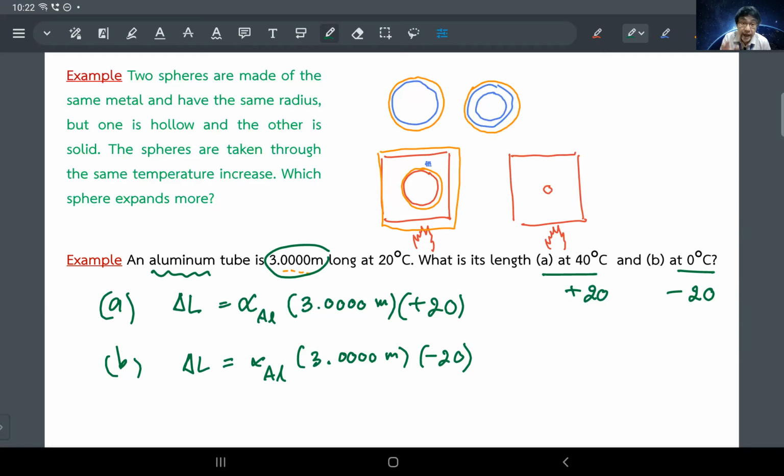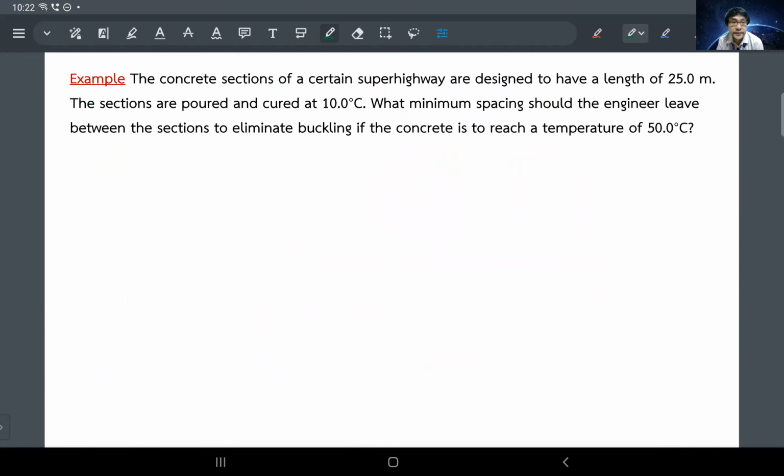All right, but this one, they care only about the length. That's why we use only the first order equation in one-dimensional form. We don't use the volume. We don't have any information about the volume. So that's why we stick with the length right there. Okay, all right, try this one, guys.